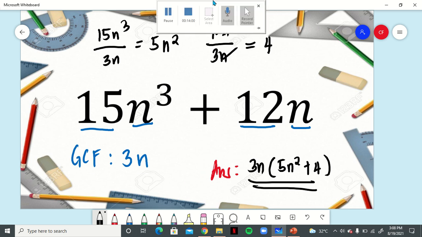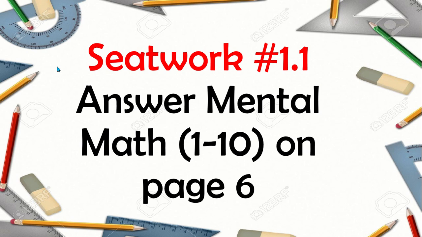Okay? Ayan. Okay, so for your seat work number 1.1, kindly answer mental math 1 to 10 on page 6. Okay? Paki-screenshot po. Ayan. Okay?